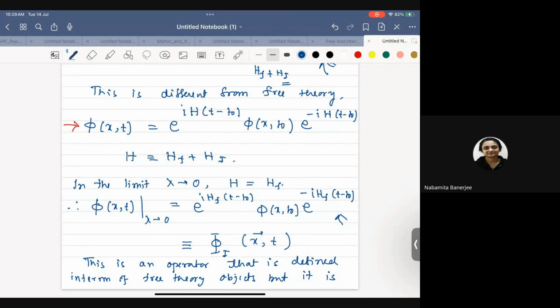Okay? You might think, what is the big deal? Of course, on the left hand side also you are taking lambda goes to 0, so effectively you are going free. Yes, correct, I am going free. But nevertheless, the full operator phi is an operator of the interacting theory. I can do calculations with that operator and then eventually take the lambda goes to 0 limit. When I take the lambda goes to 0 limit, at that point I can replace the phi operator by the phi_I operator.